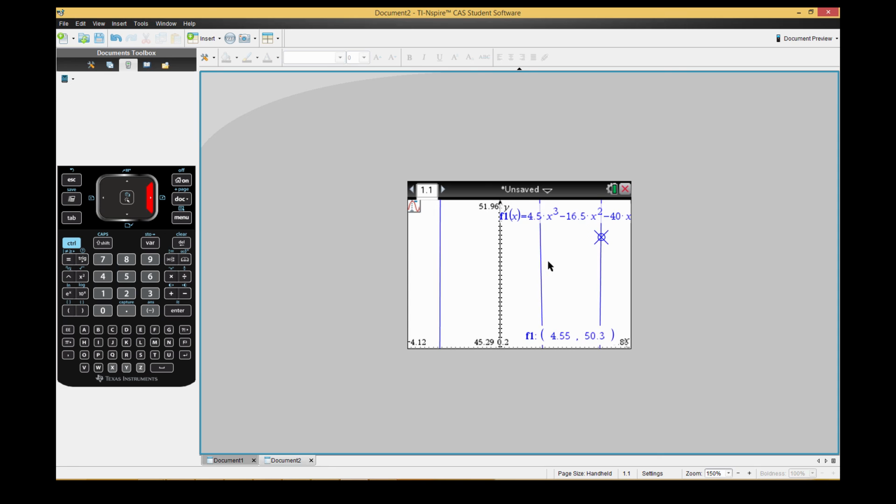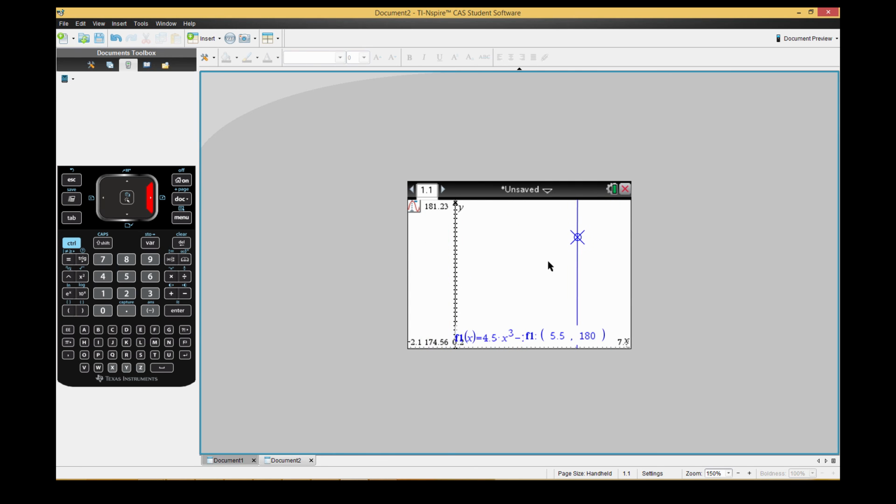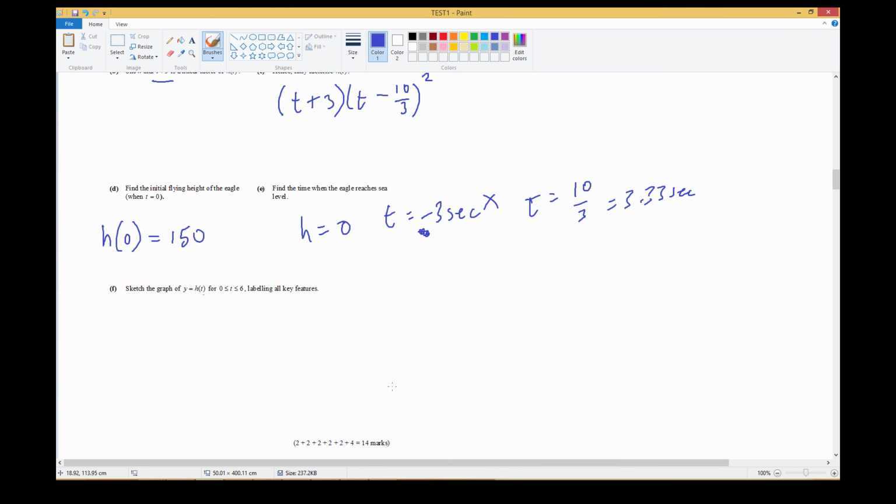At 6, what is the height of the eagle? We can calculate this manually, but since the calculator is doing it for us, we might as well use the technology. So at 6, the height of the eagle is 288 meters. So now we can draw it. We've got a good idea what's going on. We can draw the graph.